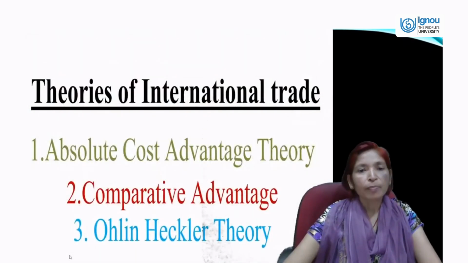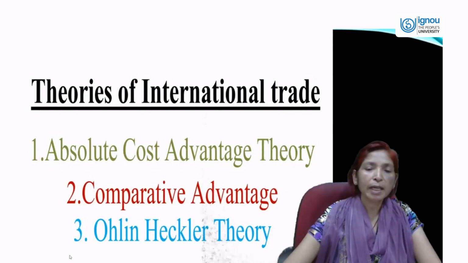Now next is theories of international trade, in which we explain absolute cost advantage theory. It was developed by Adam Smith in 1776. Comparative cost advantage theory was developed by Ricardo in which year? 1819. And the Heckscher-Ohlin theory.